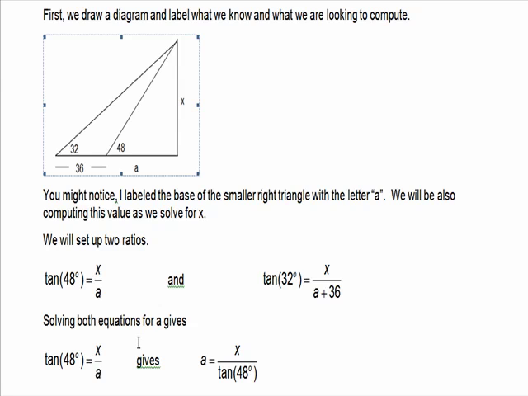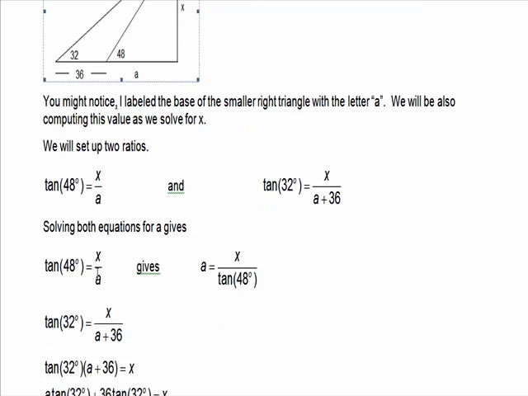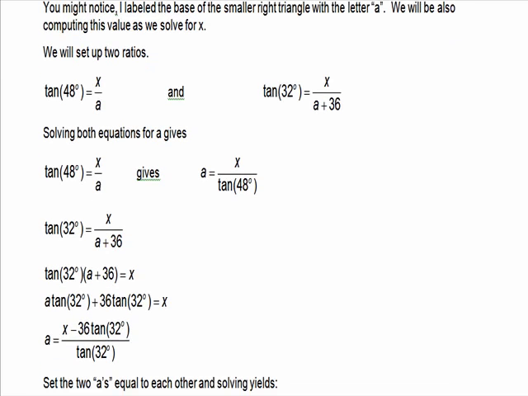So what I did is I took each of these equations and I solved them for a. On this first one I did a little cross multiply and division, end up with a equals x over tangent 48. On the second one I did the algebra out. If I cross multiply, I end up getting tangent 32 degrees multiplied by a plus 36 equals x. And then I distributed, so I had a tangent 32 plus 36 tangent 32 degrees equals x, and then I solved for a. Subtracted the 36 tangent 32 degrees and divided by tangent of 32 degrees.